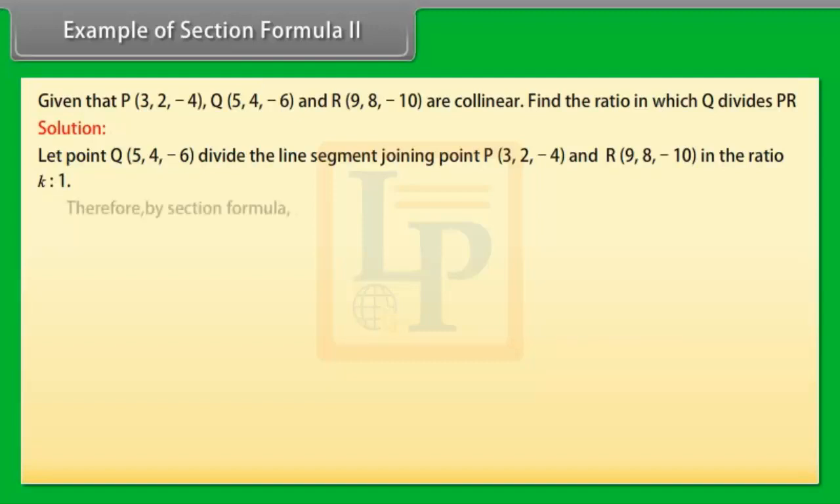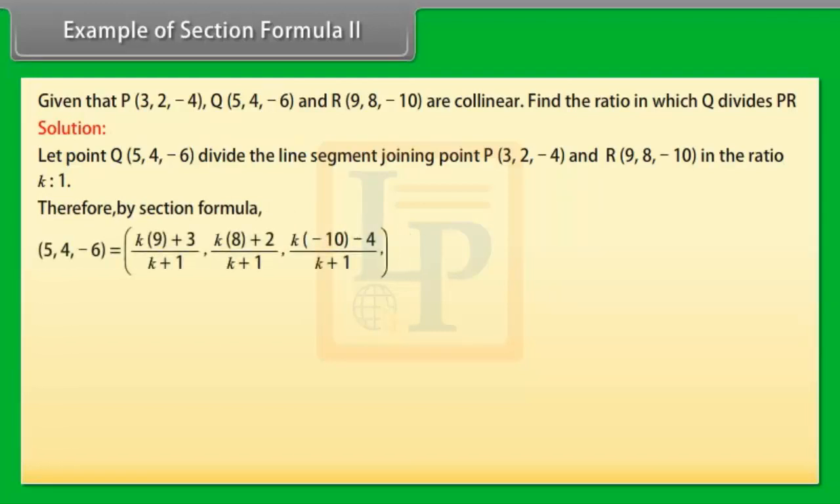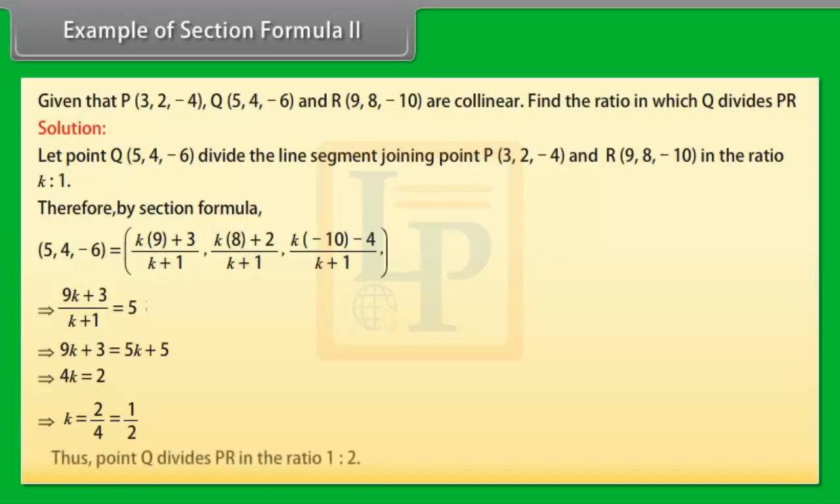Therefore, by using the section formula we get (5, 4, -6) = ((k into 9 plus 3)/(k plus 1), (k into 8 plus 2)/(k plus 1), (k into -10 minus 4)/(k plus 1)). On solving for k we get k = 1/2. Thus, point Q divides PR in the ratio 1:2.